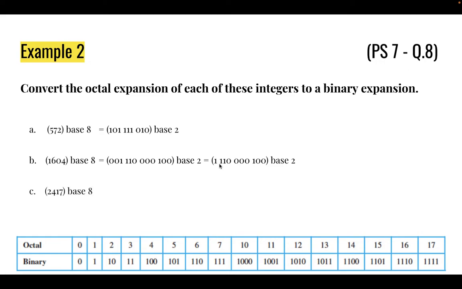Our last example is 2417. Again, we'll use the table. From 2, we have 10, so basically it will be 010. From 4, we have 100. From 1, we have 001. And from 7, we have 111. So this is 2417 in binary.